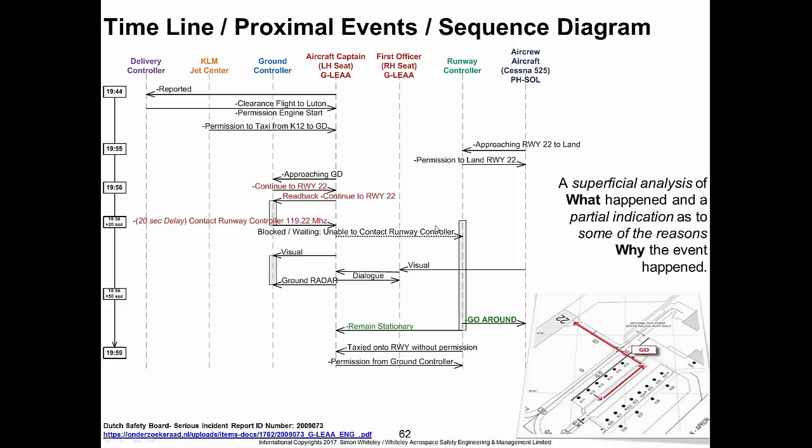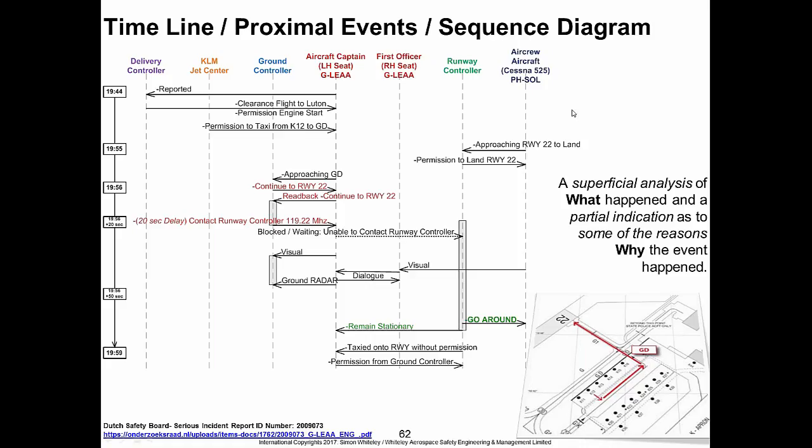So the aircraft captain of G-Lear in the left-hand seat, they reported to the Schiphol delivery controller, and the Schiphol delivery controller gave them clearance for their flight to Luton and then permission for them to start their engines. Then a little bit later on, the KLM Jet Centre, which is responsible for the movement of aircraft on the Kilo apron, they gave permission for G-Lear to taxi from Kilo 12 to Golf Delta.